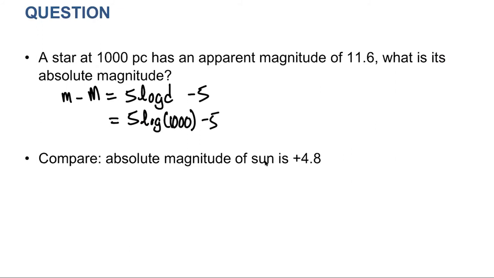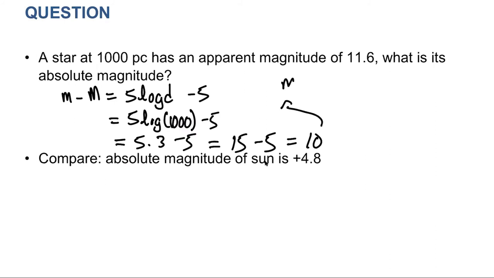minus 5. What is the log of 1,000? Well, 1,000 is actually an easy one. You might not even need your calculator for this. The log of 1,000, you just count the zeros, is 3. So this is equal to 5 times 3 minus 5. Well, 5 times 3 is 15, minus 5 is 10. So let's continue this up here. The apparent magnitude minus the absolute magnitude is equal to 10.